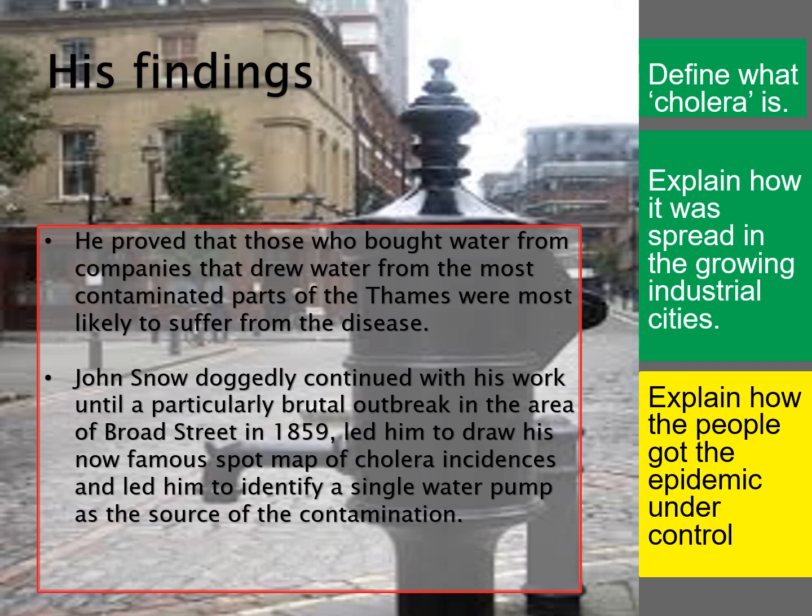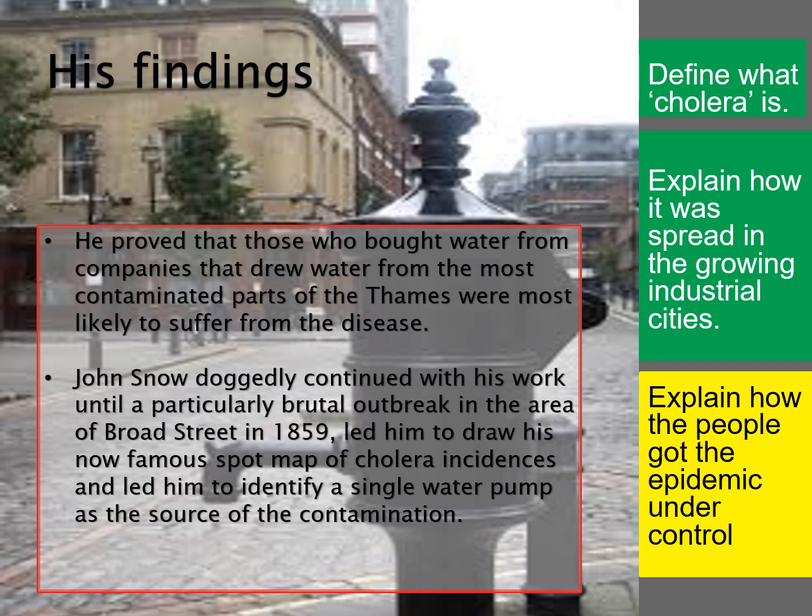And he continued to do this work until the Broad Street outbreak led him to actually draw, which is now a famous map, which we looked at, of the cholera incidents, and to find this pump you can see in the background here. This single water pump was the source of the contamination that killed Elizabeth and everyone else that was living in Broad Street at this point in time.